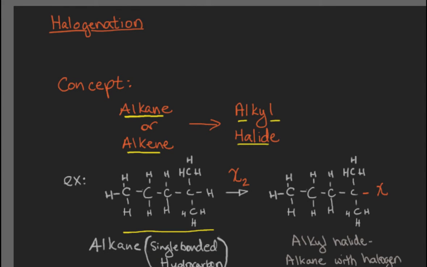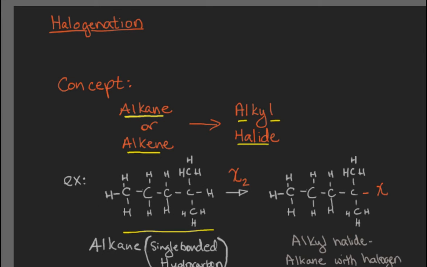Today we're going to look at the concept of halogenation. Halogenation is the process by which we can take an alkane or an alkene and get what's called an alkyl halide. Basically all you're doing is you're tagging on a halogen somewhere on that alkane or alkene.